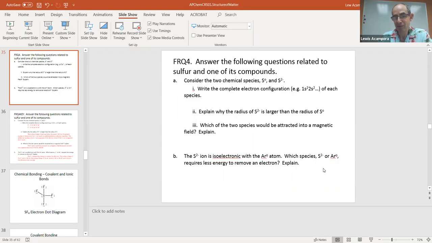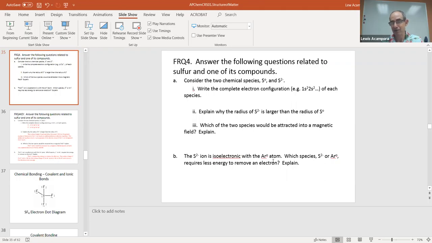Which of those species requires less energy to remove an electron, and explain. Isoelectronic tells us that they've got the same number of electrons. You didn't have to be told that. Many students who tried to answer this question focused on the fact that sulfide had a net charge and argon didn't, but that was a little bit of a red herring, a distractor. A better answer is to say, well, I've got the same number of electrons.